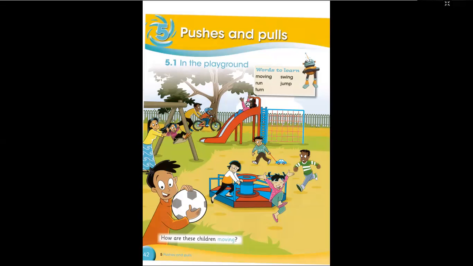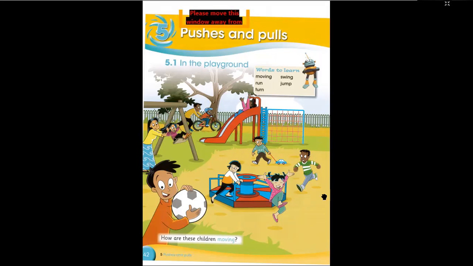Here, there is a boy. He is pulling a car. He is pulling his blue toy car. Like when you want to open a door, what do you do? You pull the door. When you want to open a drawer, you pull the drawer towards you. This is called pulling. What is the boy doing? He is pulling his toy car.